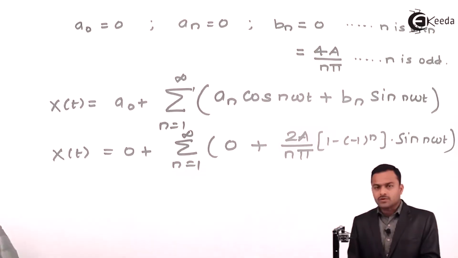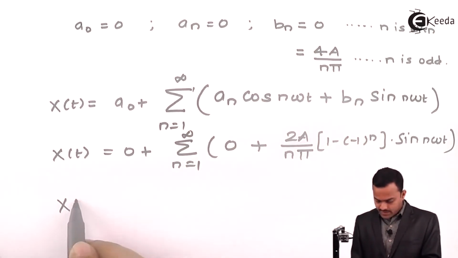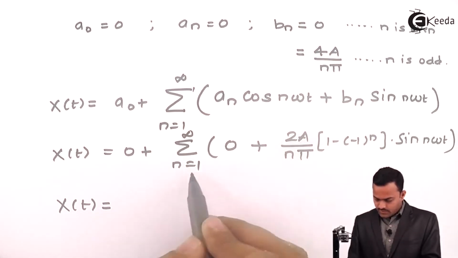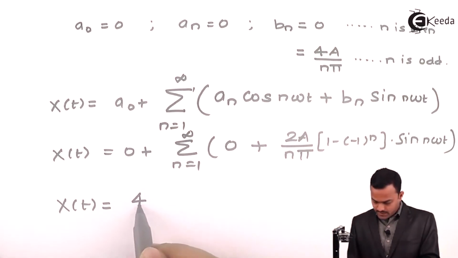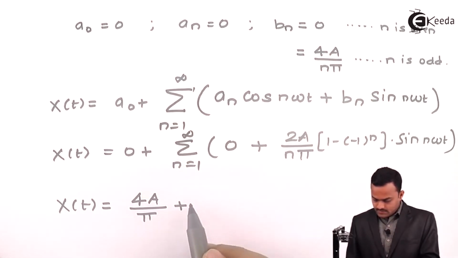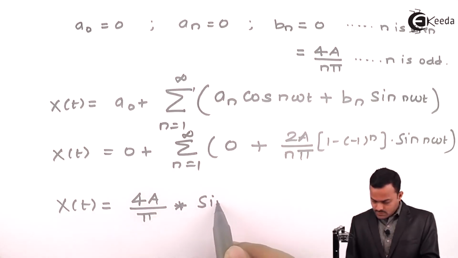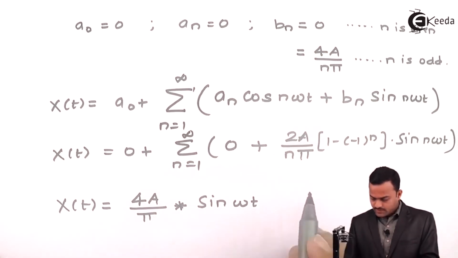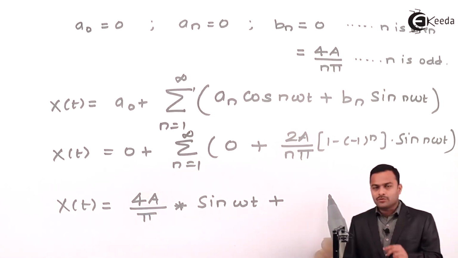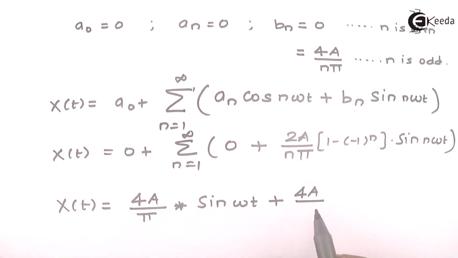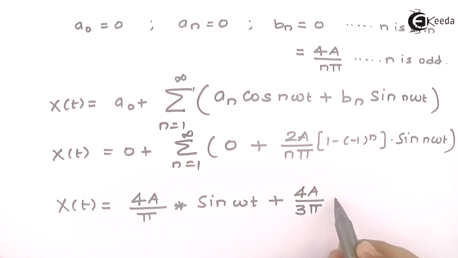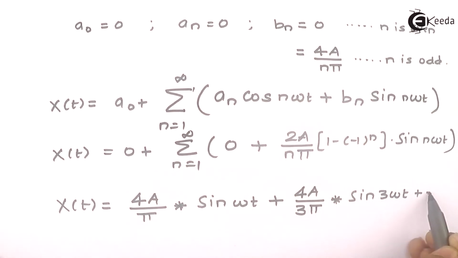So now if I am to write this in terms of a series, I will get x of t as, for n equal to 1 it will start because n is odd, so it is 4a upon pi into sine omega t because n equal to 1. Next term I will get if I put n equal to 3, the next odd number, and that is 4a upon 3 pi into sine 3 omega t likewise.